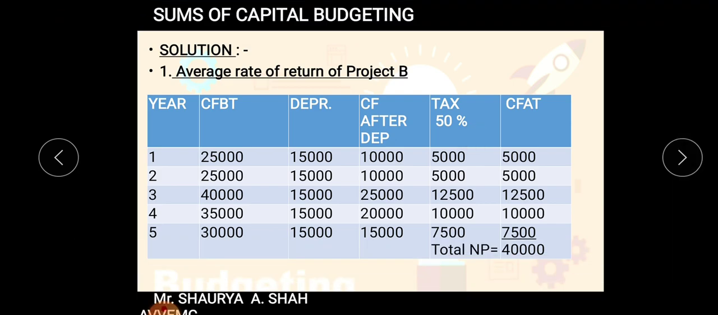Now what you need to do is calculate the cash flow after tax, right? Deduct this amount from this column so that you will get the cash flow after tax. So after doing all these things for project B also, the total net profit I am getting is 40,000. Again, we will calculate on the basis of the formula. We require two things for ARR, just as we did it. What are the two things, students? The first is your average net profit and the second is your average investment, right?